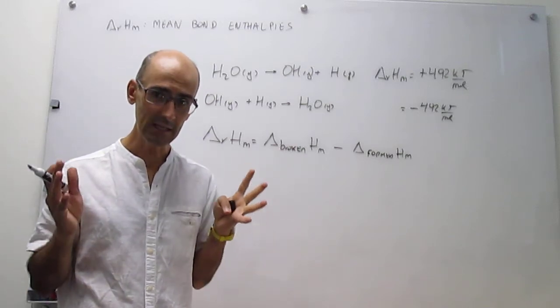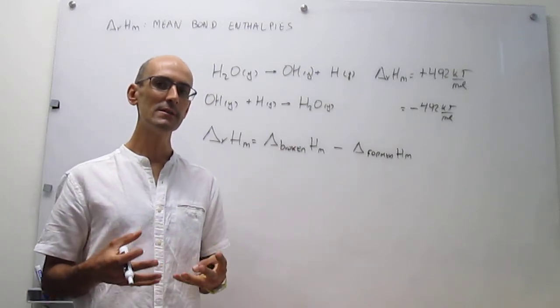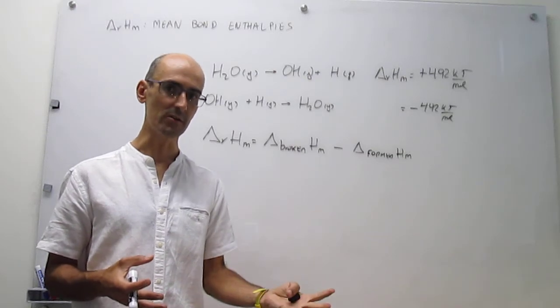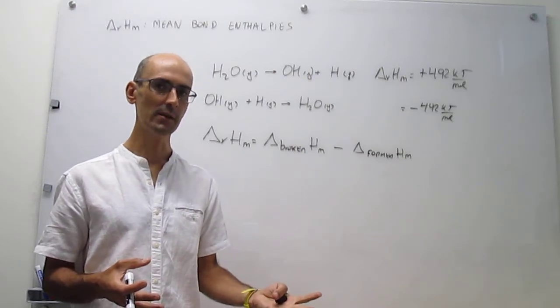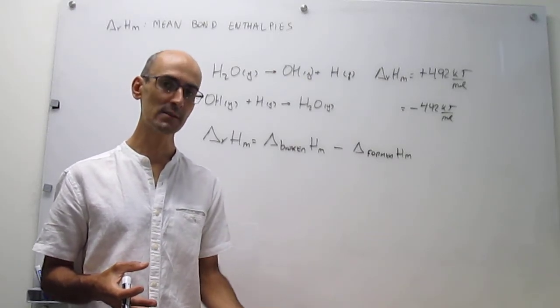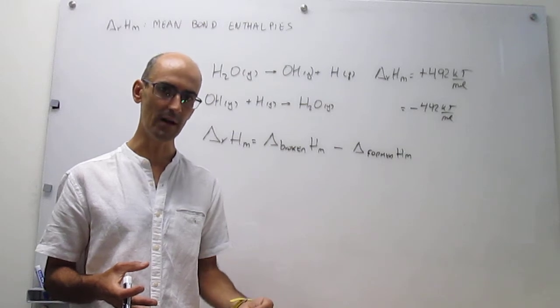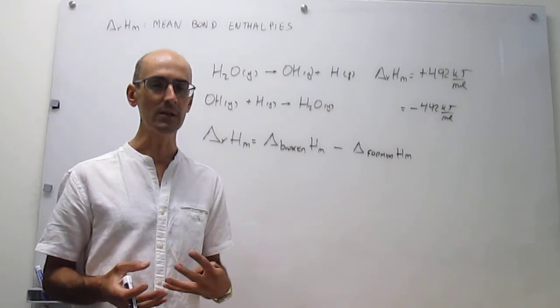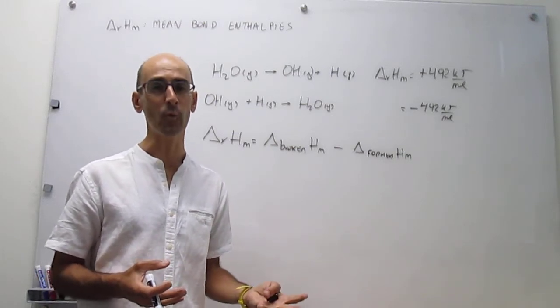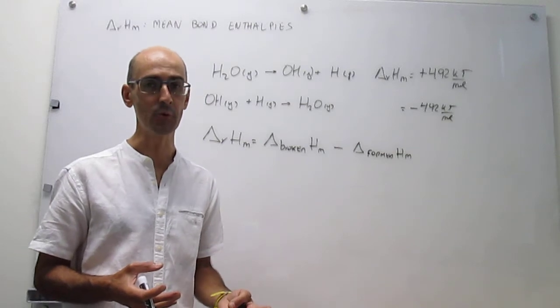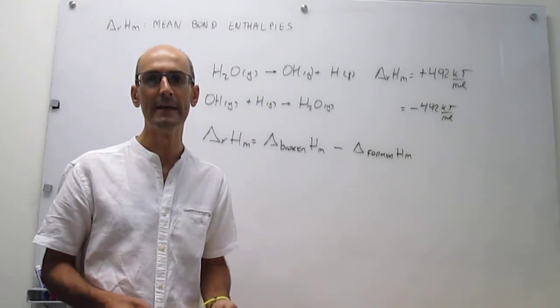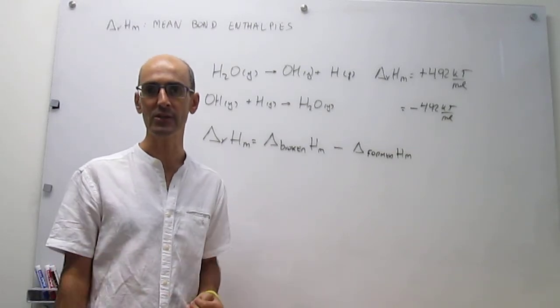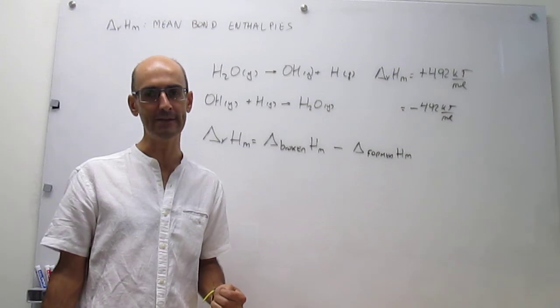Right? So here's a key point. If the bonds that you're forming are stronger than the bonds that you're breaking, then the reaction will be exothermic. It will overall release energy. Conversely, if the bonds that you're forming are weaker than the bonds that you need to break, then you will need to supply energy as heat overall to the reaction, and it will be endothermic.